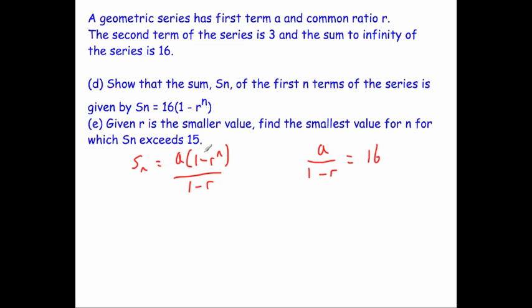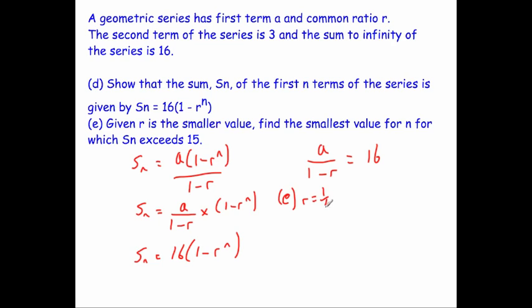Well, actually, if we put these two together, if you notice we've got the a and the 1 minus r on the bottom line here. So the Sn can be rewritten. I'm just going to separate it as a over 1 minus r, and that times by 1 minus r to the n. So just split that up. But I know that this part's equal to 16, so Sn will equal 16 bracket 1 minus r to the n.